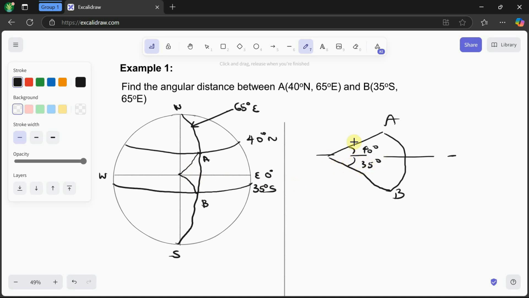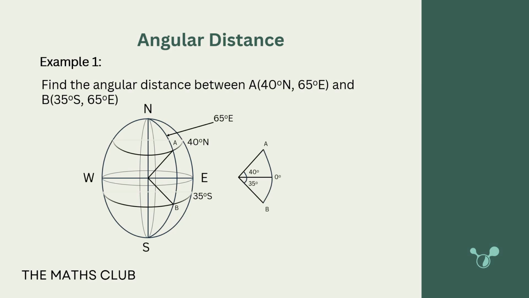So what is now the angular distance between A and B? What do you think we're going to do? Great, so we're going to add them. So the angular distance would be equal to 40 degrees plus 35 degrees, and that gives you 75 degrees. So that is the answer to this particular question. Let's see if we're correct. You can see the representation, this is more detailed, and you can see our angular distance is 75 degrees.